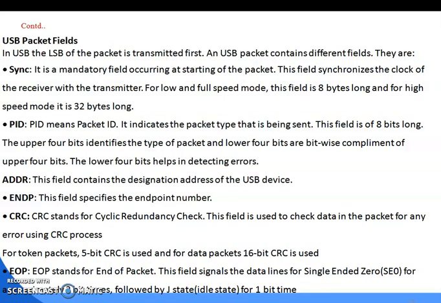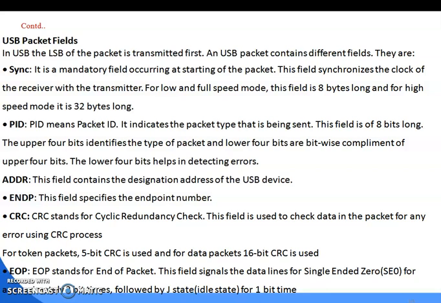USB packet fields. In USB, the LSB of the packet is transmitted first. A USB packet contains different fields. They are synchronization. It is a mandatory field occurring at the starting of the packet, and this field synchronizes the clock of the receiver with the transmitter. For low and full speed mode, this field is 8 bits long, and for high speed mode it is 32 bits long. PID means packet ID. It indicates the packet type that is being sent, and this field is 8 bits long. The upper 4 bits identify the type of packet, and the lower 4 bits are the bitwise complement of the upper 4 bits.